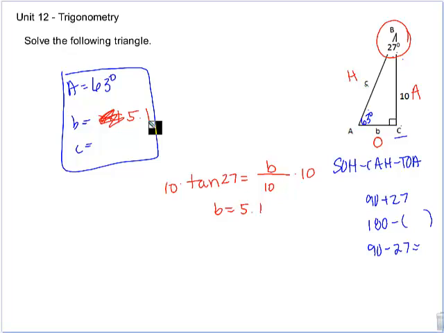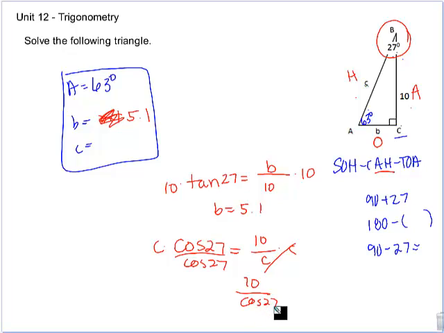To find C, the hypotenuse, we know adjacent. So adjacent and hypotenuse would be cos, so cosine. So we'll take cosine of 27 is equal to the adjacent 10 over the hypotenuse of C. The C is in the bottom, so to move the C over, you'd have to times by C, and then divide by your cosine of 27. So you end up having 10 divided by the cosine of 27 is equal to C. And so that gives us a value of C of 11.2. So your C is 11.2. So there we solve the triangle.